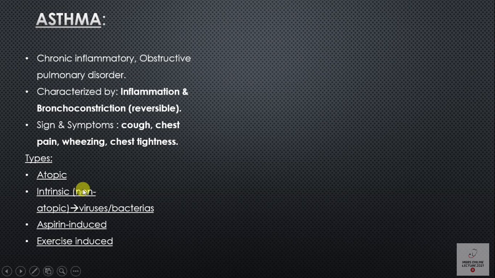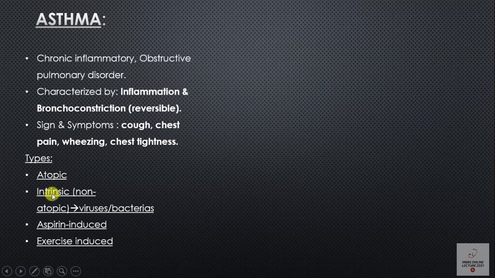There are four types of asthma. One is atopic asthma. This type of asthma has a positive family history. One of the patient's family members may have this type of asthma, and they are basically allergic to some types of substances such as pollen, animal dander, or molds.